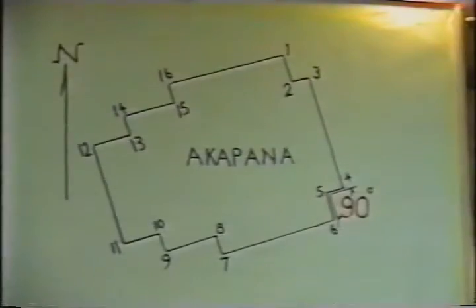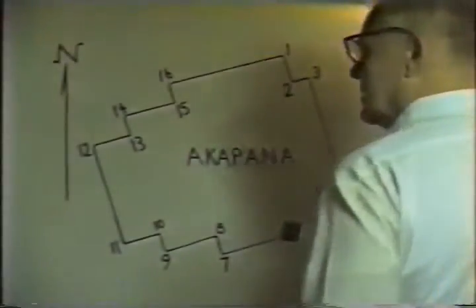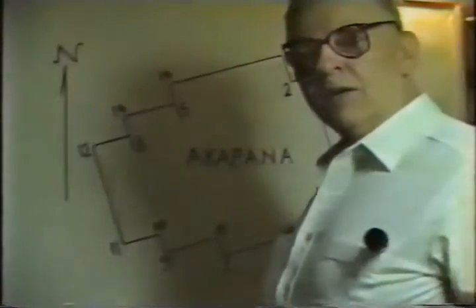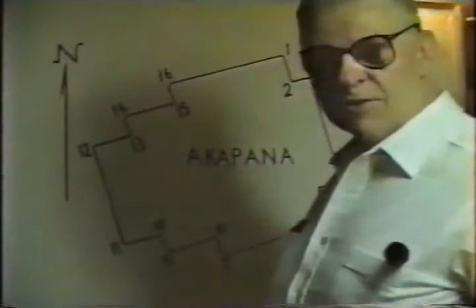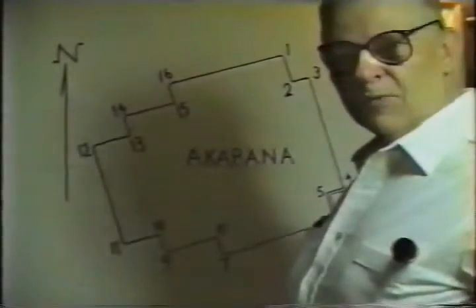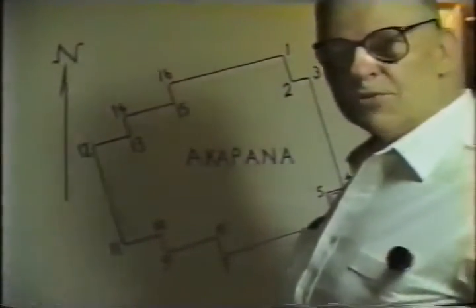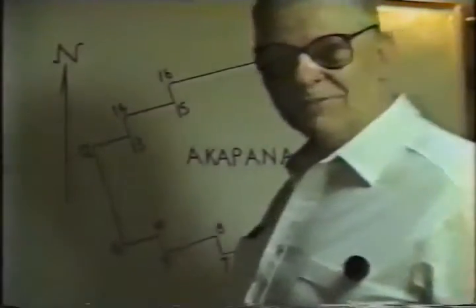This is the ground plan of the Akapana Pyramid at Tiwanaku, Bolivia. It contains part of a message explaining why it is where it is. Some of you know how to do this. For those who do not, it's really quite simple.